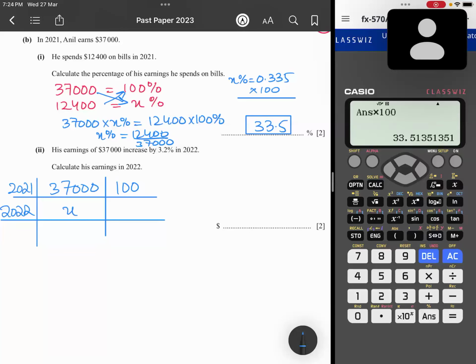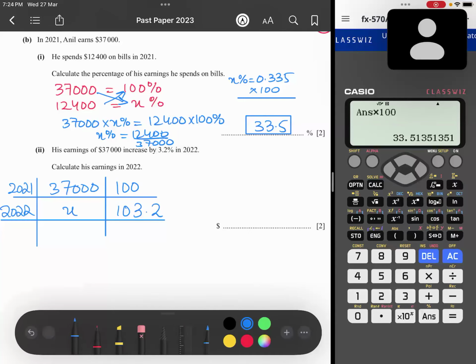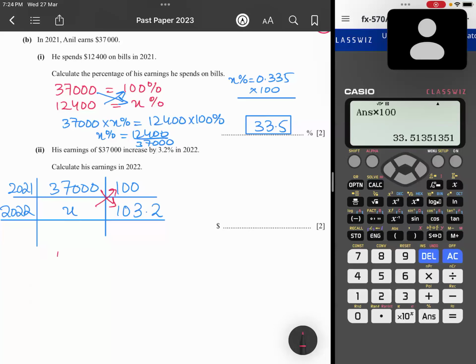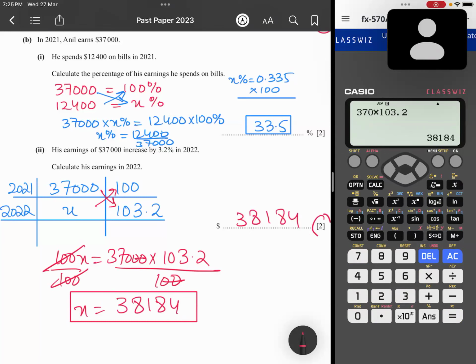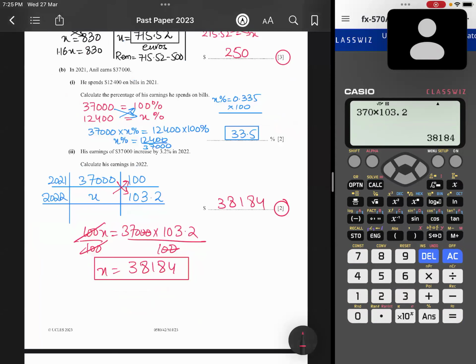We don't have the earnings, but we know that this would now be 103.2 because this is a percentage increase. So just simply cross multiply. 100x is equal to 37,000 multiplied by 103.2, divided by 100 on both sides. We can cancel these two zeros. So 370 multiplied by 103.2. The answer is 38,184, which is his earning in 2022 after the 3.2% increase. Understood everybody or not?